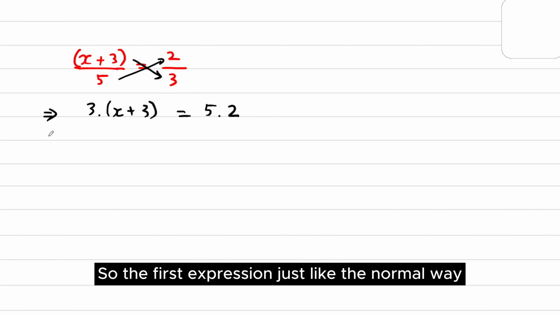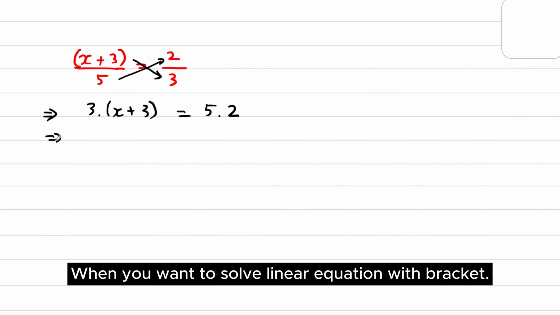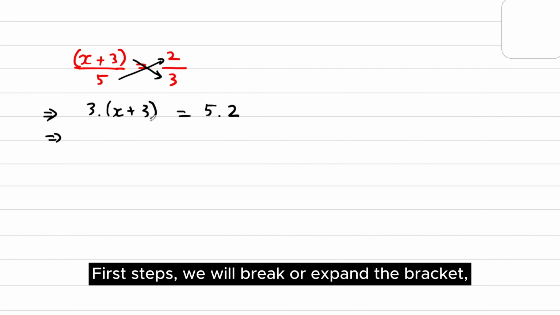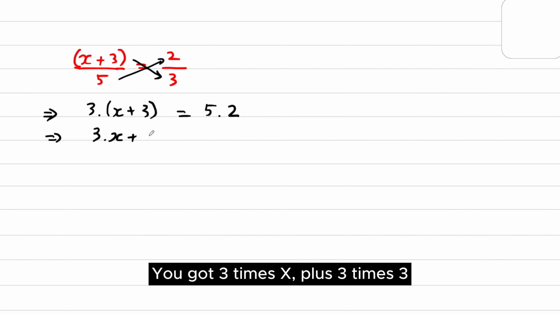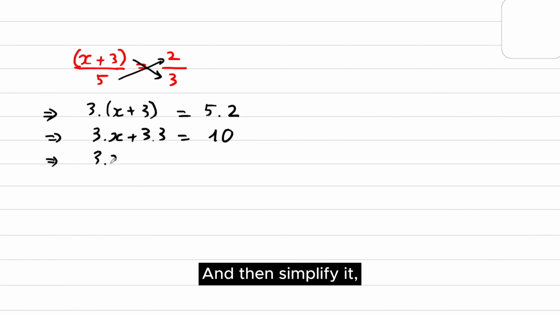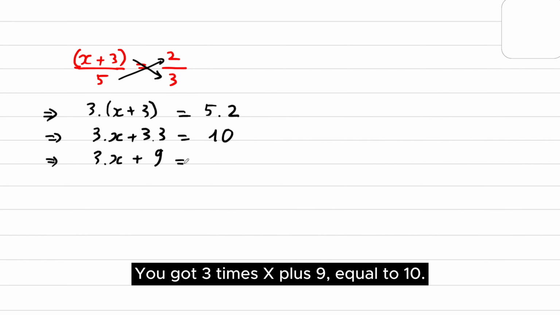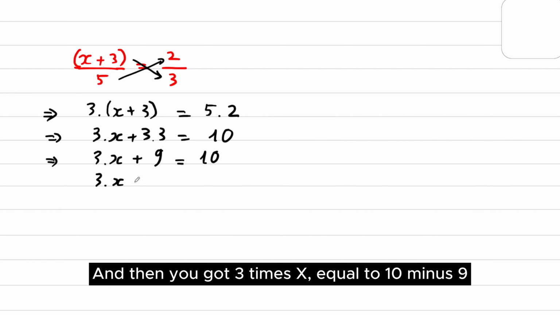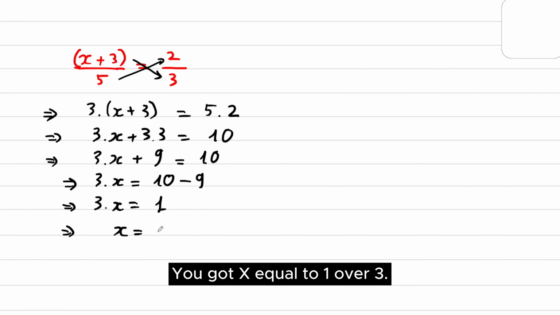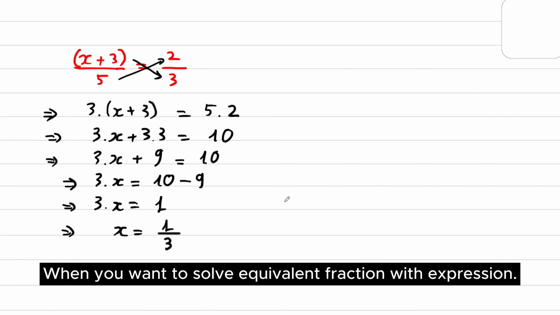The first expression is the normal way when you want to solve a linear equation with brackets. The first step, we expand the bracket. You get 3 times x plus 3 times 3, and the other side will be 10. Then simplify it: you get 3x plus 9 equals 10. Then 3x equals 10 minus 9, which is 1. So look at this, you get x equal to 1 over 3. That is the first example of solving an equivalent fraction with an expression.